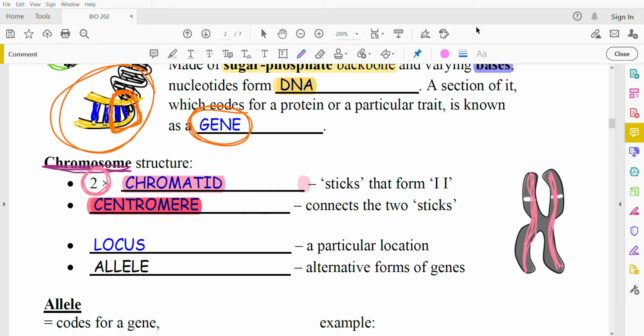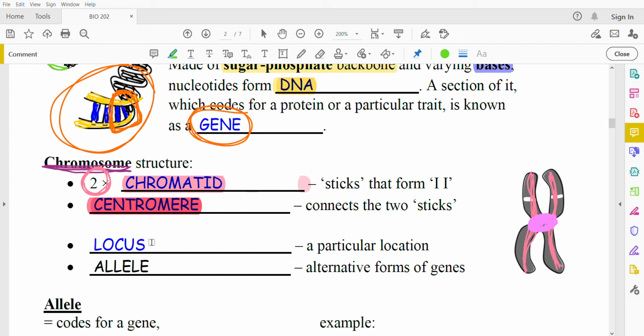So this would be our centromere, holding the 2 chromatids together. And usually the centromere is located roughly in the middle of a chromosome. So those are the structures that make up the chromosome. In addition, I want to highlight 2 more concepts, 2 more terms about chromosome.